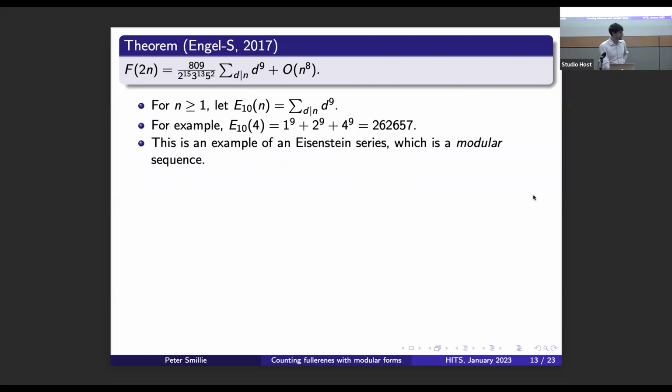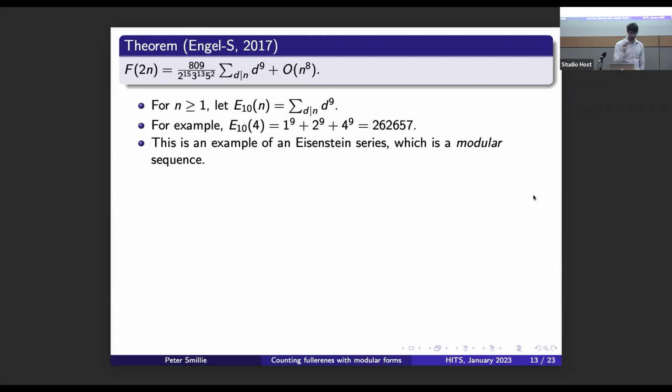E stands for Eisenstein. Gotthold Eisenstein was a mathematician from the 19th century. He died when he was 29, like many mathematicians then, seemingly. And he showed that this is an example of something called a modular sequence.